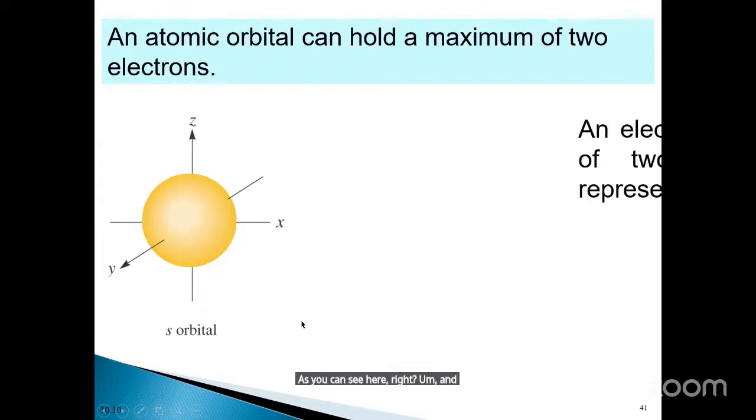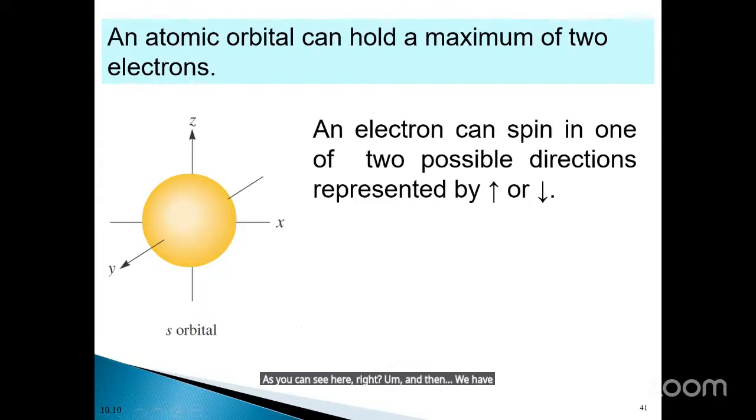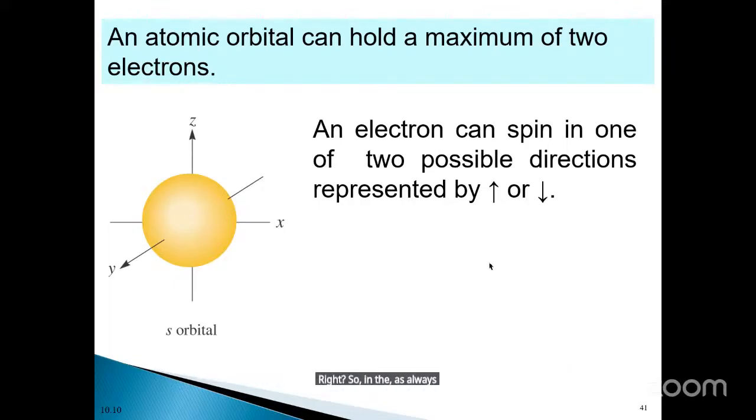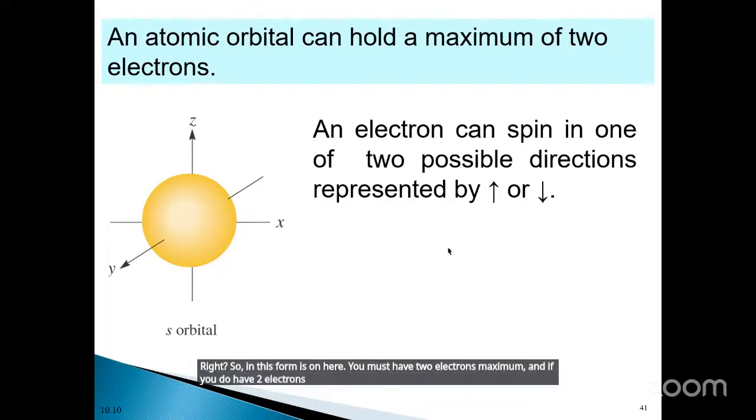And then we have the fact that an orbital, and that is true not only for s orbitals, but for any orbital, the maximum capacity in terms of the number of electrons they can accommodate is 2, right? So in the s orbital here, you must have 2 electrons maximum, and if you do have 2 electrons, they will be spinning in opposite directions, all right?